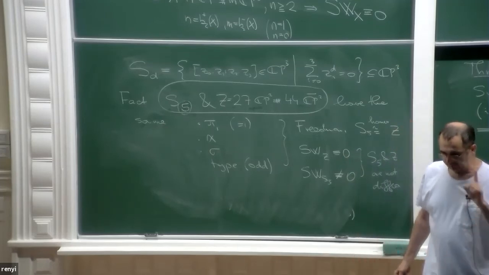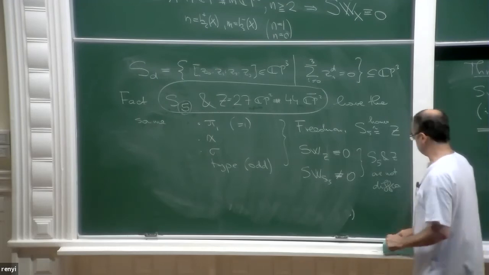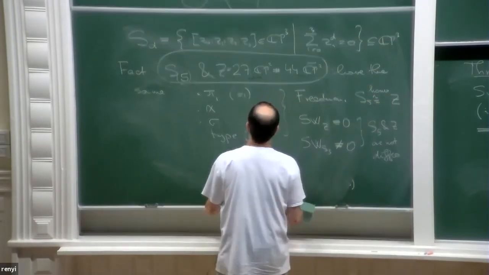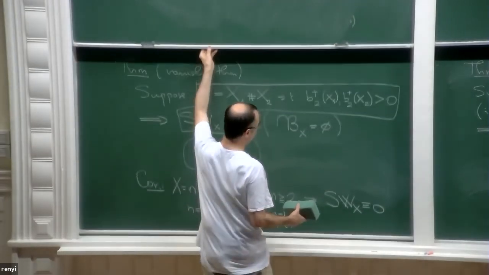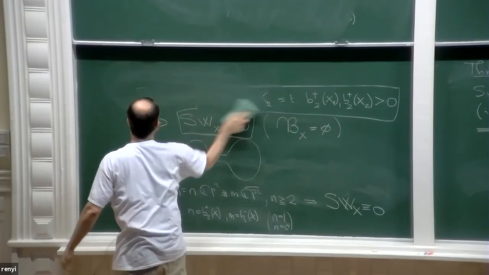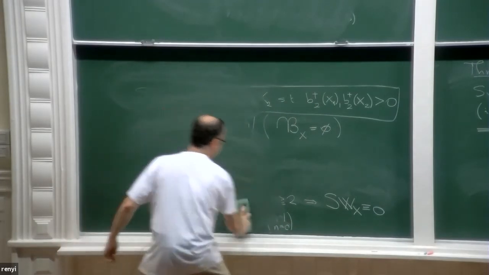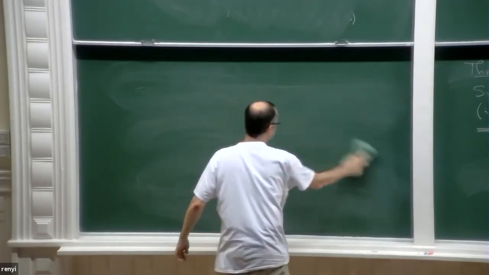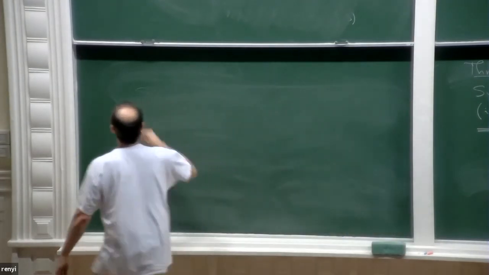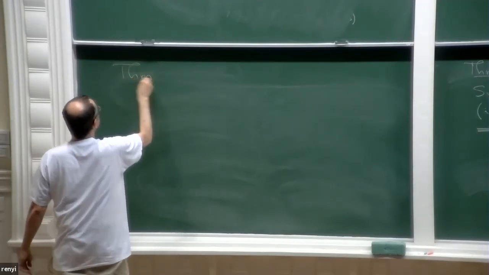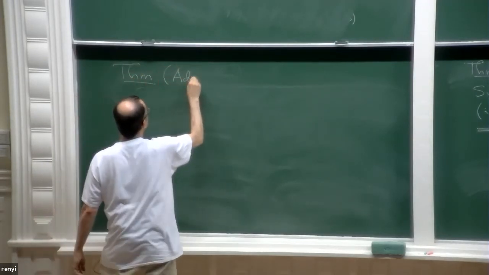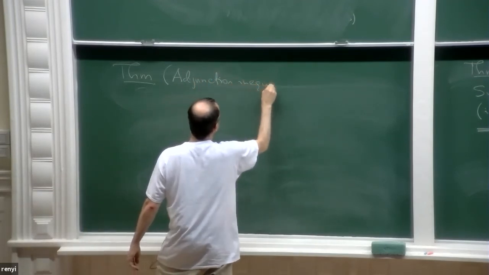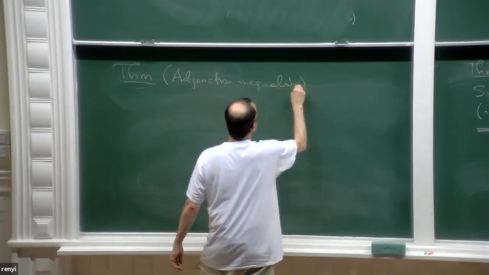Okay, so I gave you two important tools in Seiberg-Witten theory. Let me give you a third one, which comes up in Lisa's lectures. And that's the adjunction inequality. So we will not really use that, but let me just state it. And it says the following.